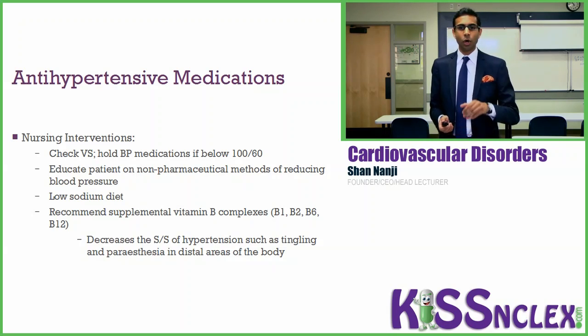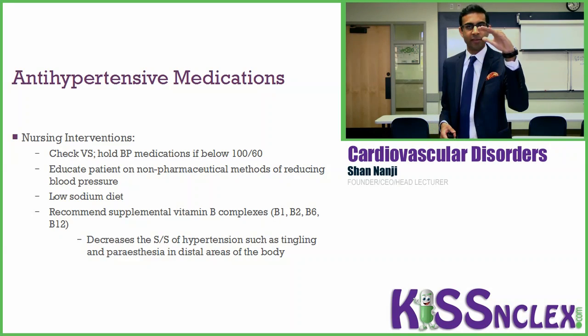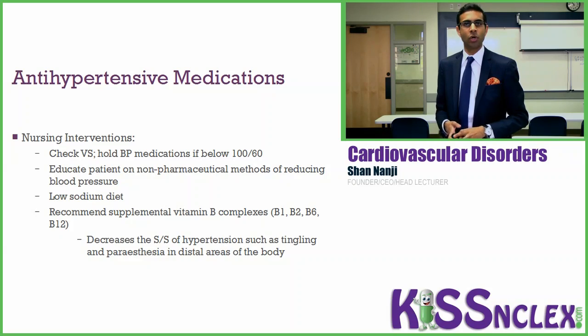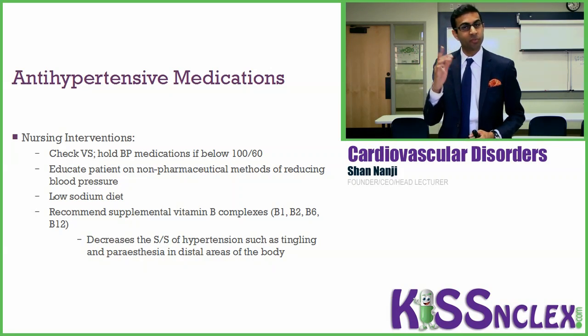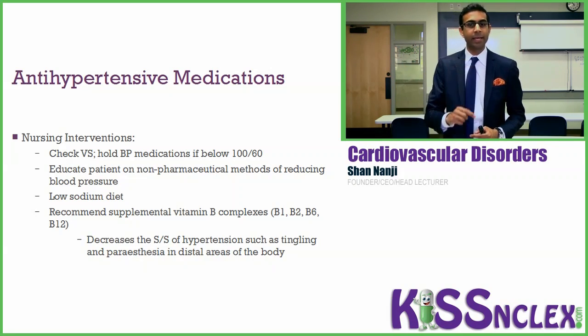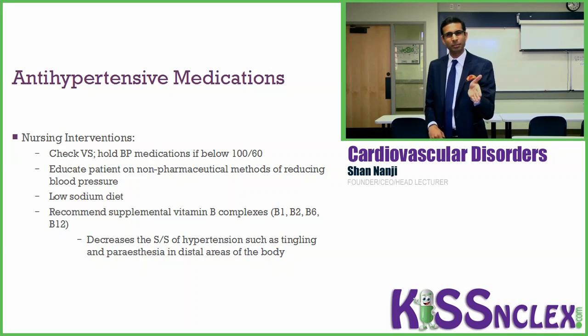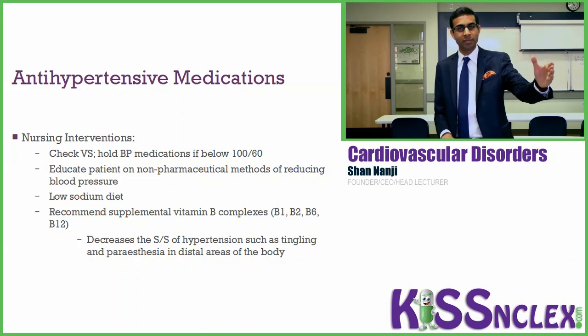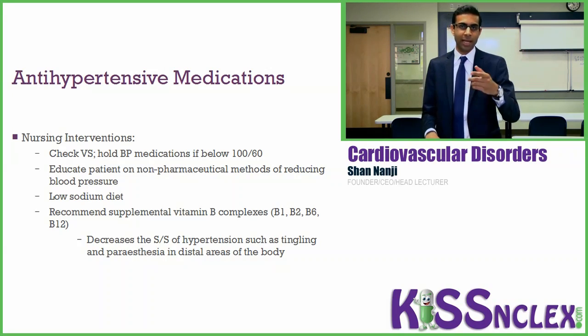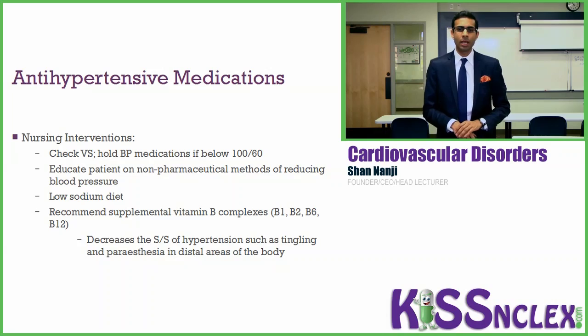So you're going to hold the blood pressure medications if they're too hypotensive. And so remember, hypertension was above 140/90, right? And too low or too hypotensive is 100/60. So if you're giving these blood pressure medications and they're hypotensive now, 100/60 or less, you're going to have to hold those meds, okay, and call a doctor.